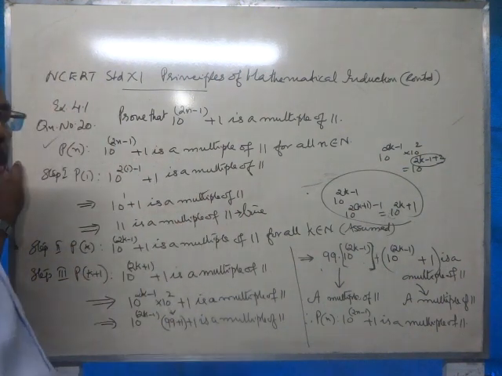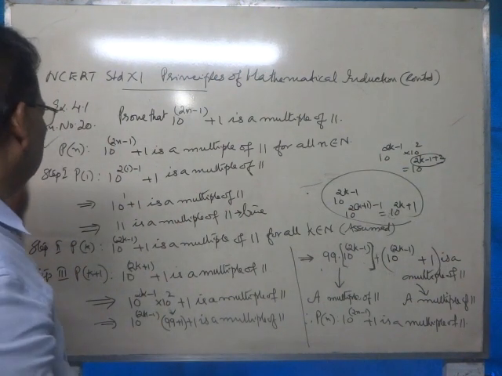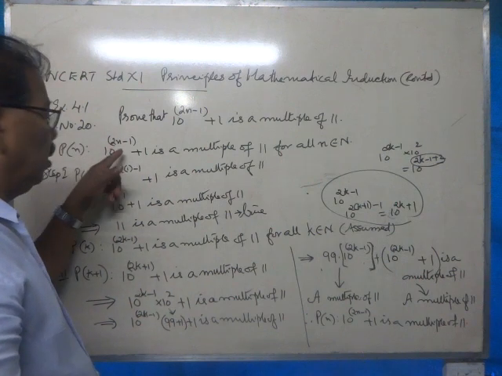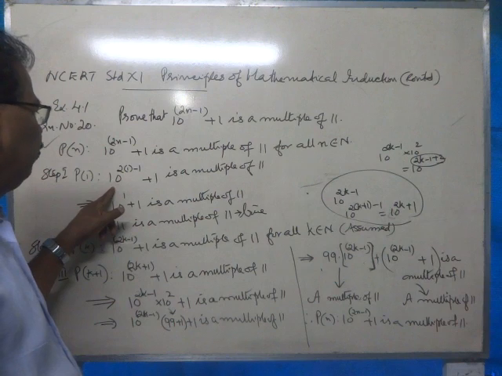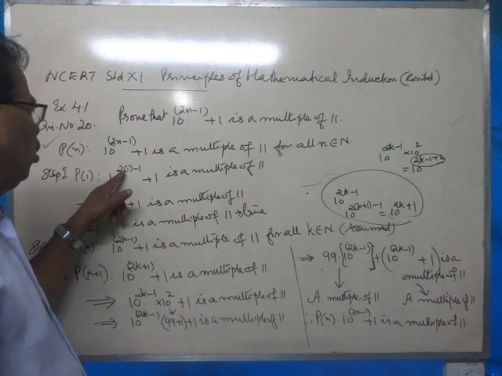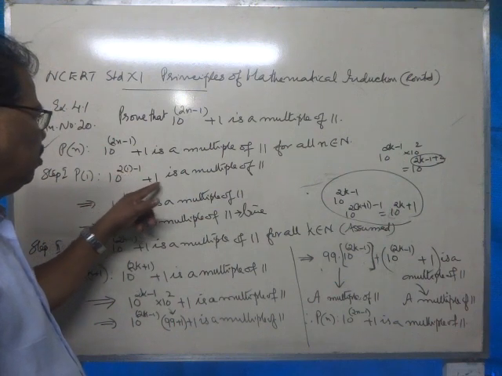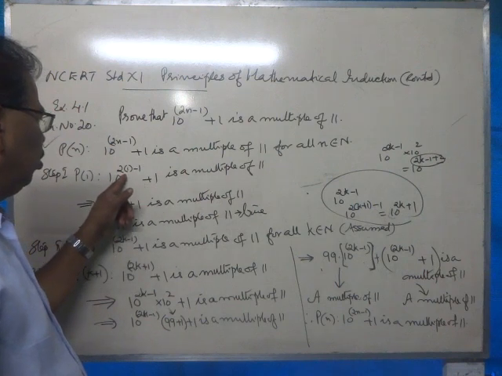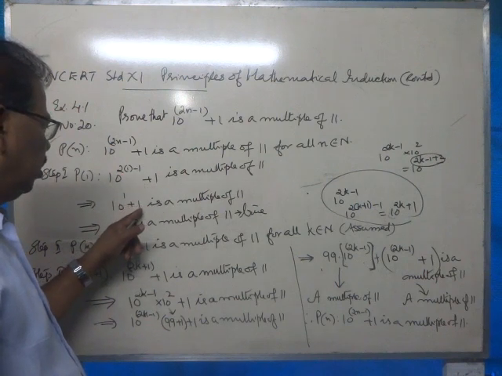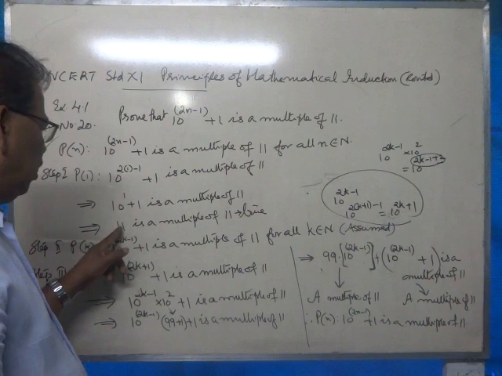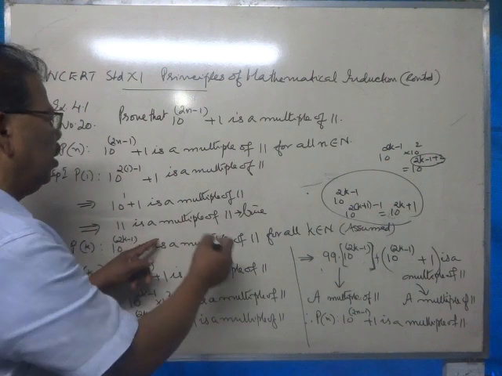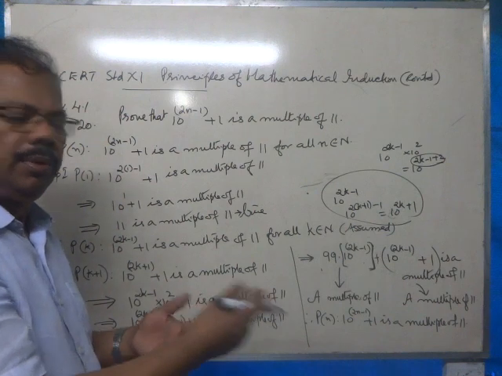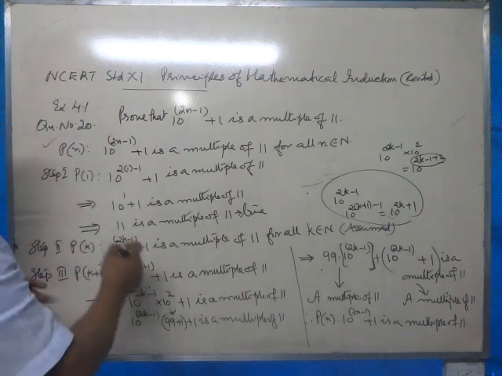Statement ready. The first step, we put n equals 1, P of 1: 10 raised to 2 into 1 minus 1 plus 1 is a multiple of 11. 10 raised to 2 minus 1 is 10 raised to 1 plus 1, that is 10 plus 1, 11, is a multiple of 11. That's true, P of 1.